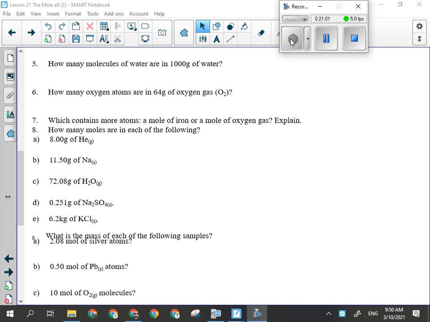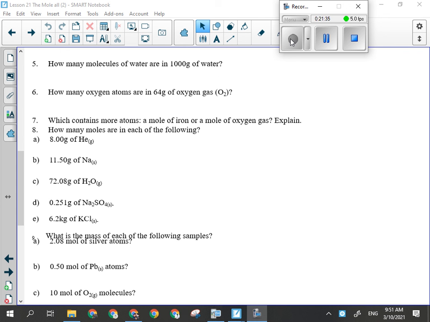Okay, I'm actually going to start with number 7. Number 7 asks, which contains more atoms, a mole of iron or a mole of oxygen gas? What I often have people tell me when they answer this question is, that's dumb. That's like asking which is heavier, a ton of feathers or a ton of bricks. They're the same, they're both a ton. Except that this isn't like a ton of feathers and a ton of bricks. The reason for that is it's asking for the number of atoms.